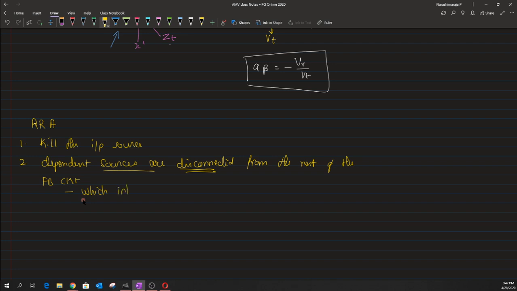Okay, which introduces a break in the feedback loop. The next thing is, after disconnecting this dependent source which mimics the break in the feedback loop, that on the side of the break, so it's a rather huge statement. Let me complete this statement.